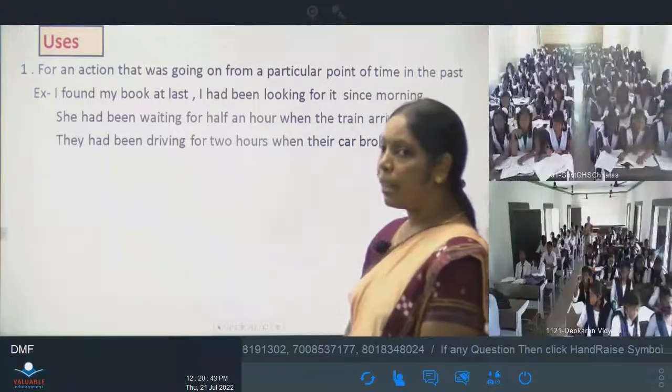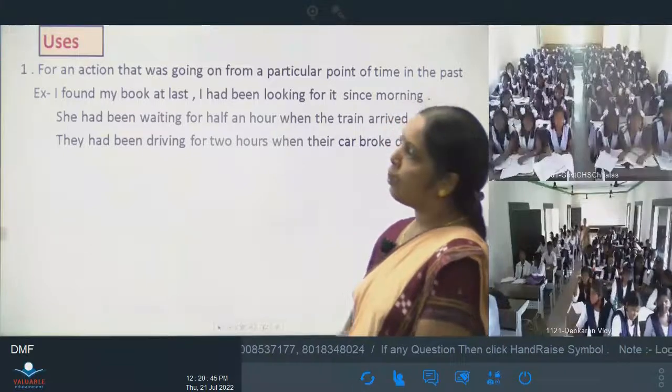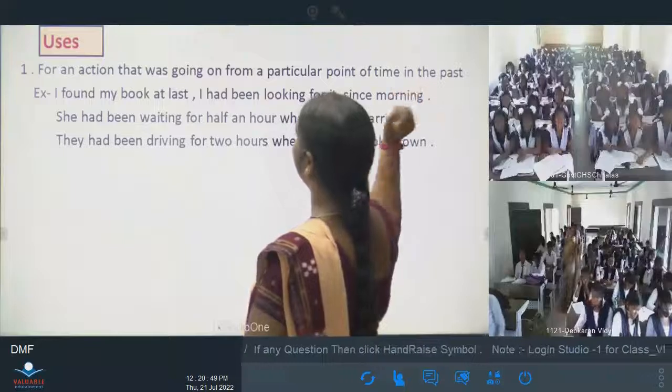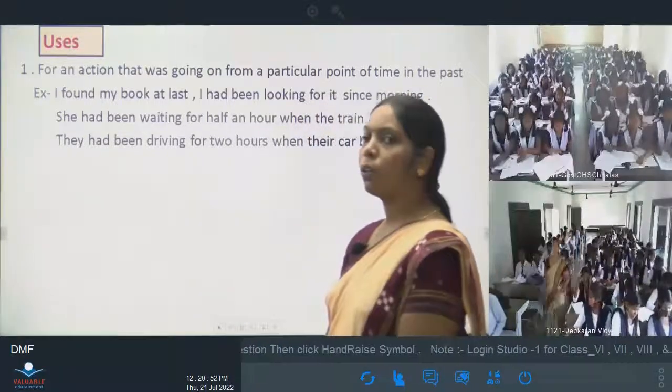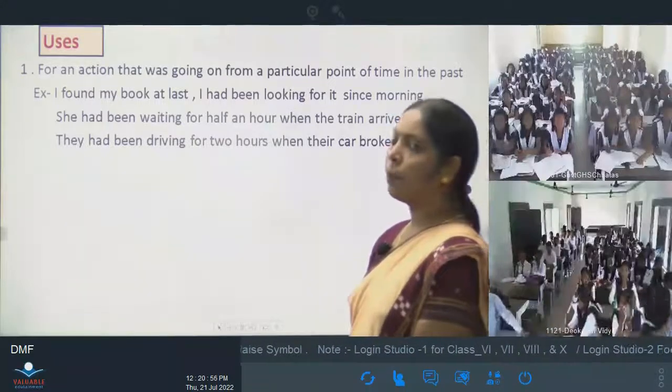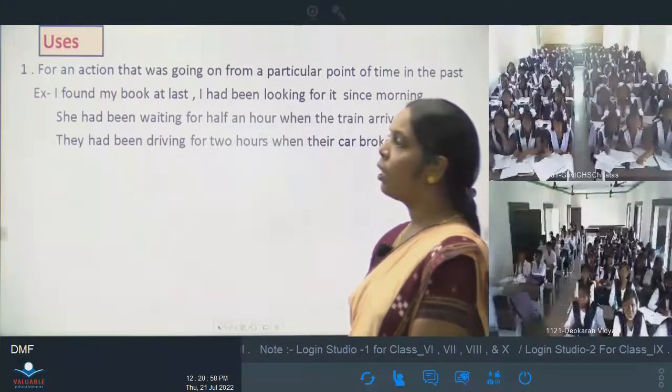We use past perfect progressive tense for an action that was going on from a particular point of time in the past.